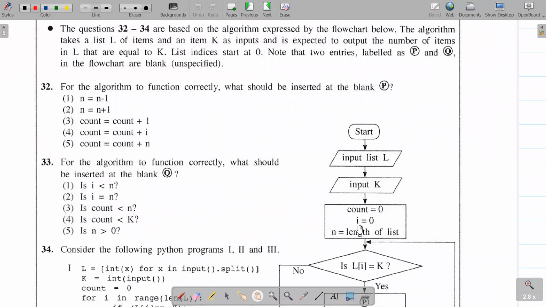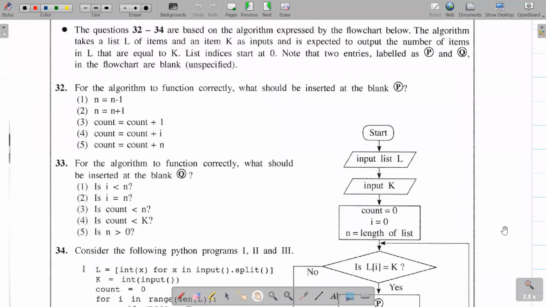Yeah. So in the 32nd, it says questions 32 to 34, based on the algorithm expressed by the flowchart below, the algorithm takes a list L of items and an item K as inputs and is expected to output the number of items in L that are equal to K. List indices start from 0.